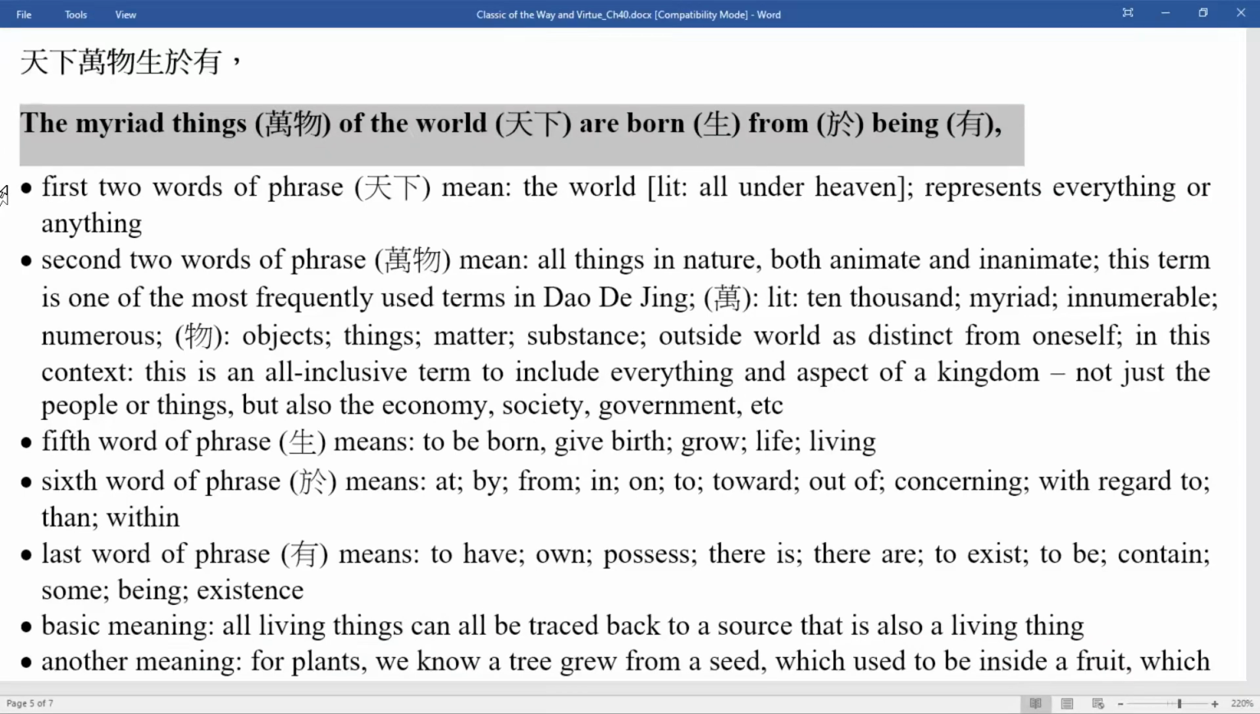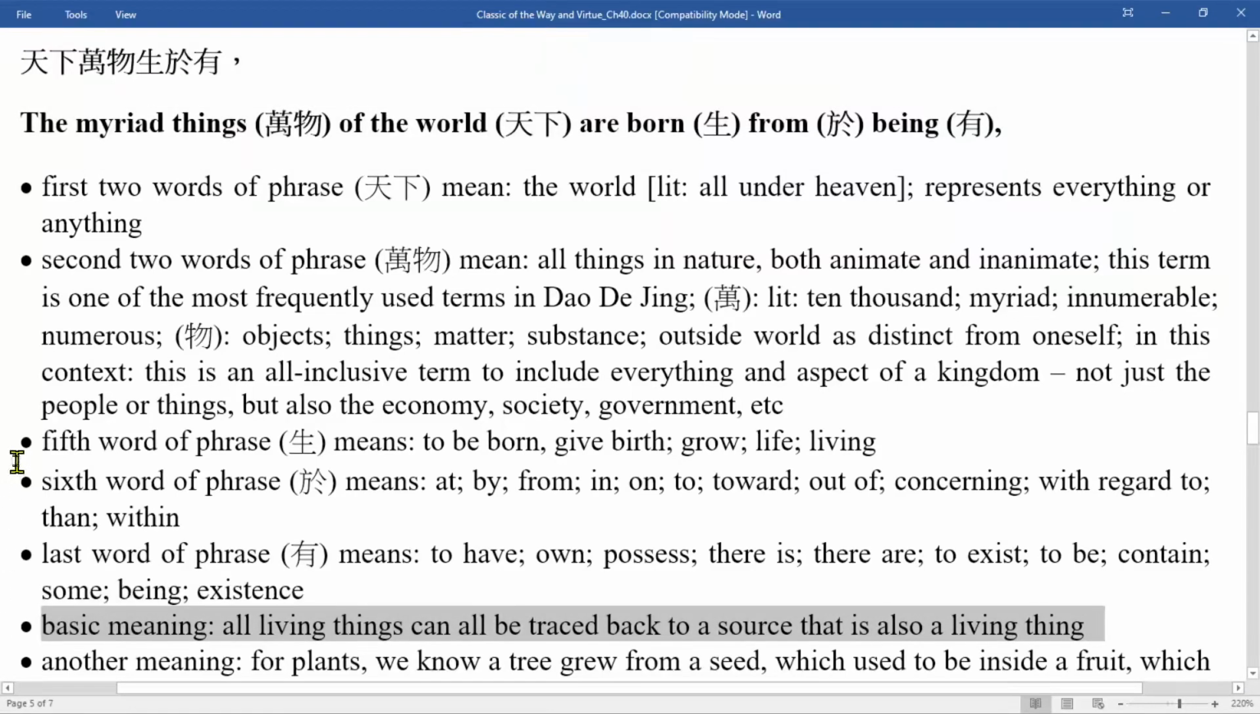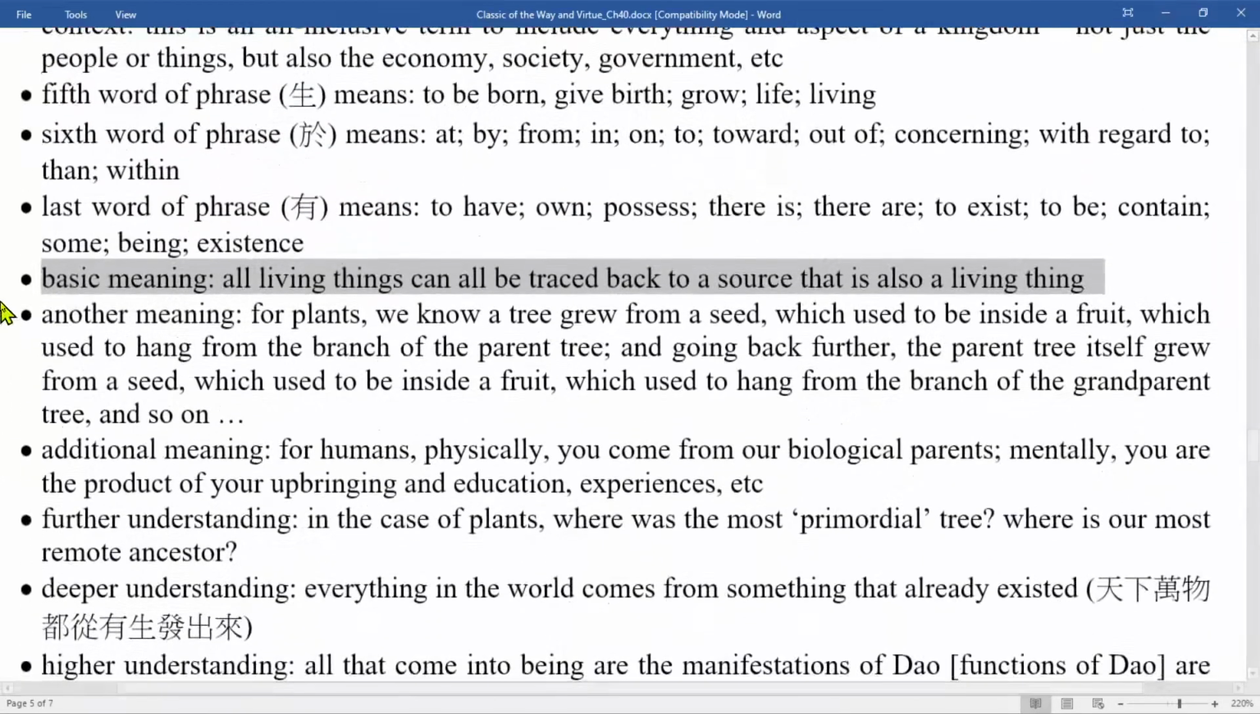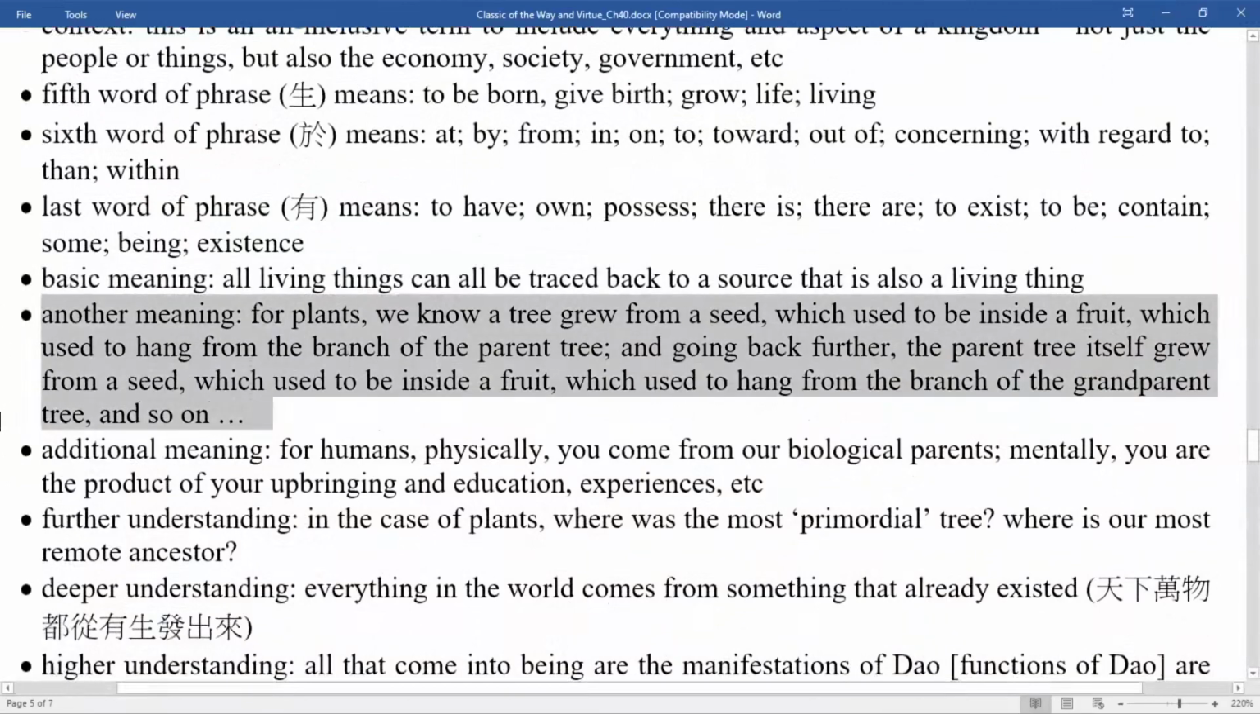Okay. Let's look at the basic meaning. All living things can be traced back to a source that is also a living thing, right? That's how we do the family tree. So another meaning is for plants. We know that a tree grew from a seed, which used to be inside a fruit, which used to hang from the branch of the parent tree. And then going back further, the parent tree itself grew from a seed, which used to be inside a fruit, which used to hang from the branch of the grandparent tree, and so on, right? So you can trace the lineage, just like for plants.